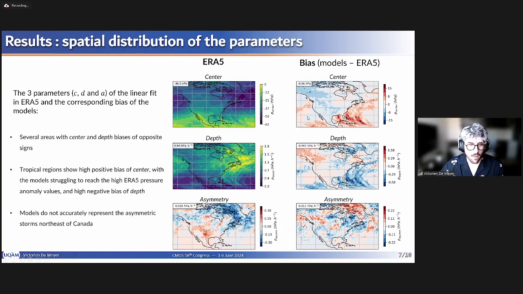But it's the same across the whole domain. You can see here for the asymmetry parameter that in ERA5 data you have quite an interesting result. On the northeast of Canada, the storms are quite asymmetrical, you can see with the blue grid boxes. And looking at the bias of the models in that region, you can see that they struggle to accurately represent the asymmetric storms, with both a positive bias in the north and, when you get inland, a negative bias.